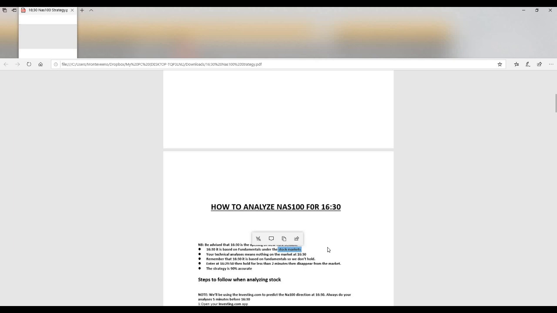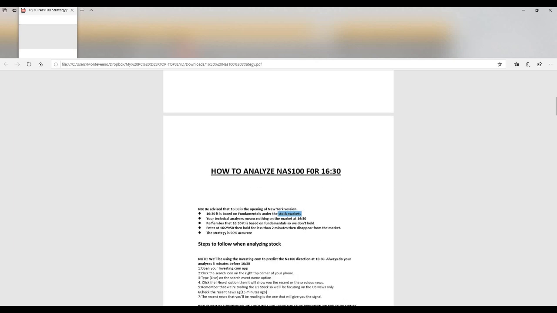Nasdaq 100 is the top 100 companies in the United States. Your Google, Facebook, Tesla. Your technical analysis means nothing on the market at 4:30. So he's basically telling you that you do not need technical analysis to use the strategy. That's why I have not opened my chart, so that we can focus on this PDF. Remember that 4:30 is based on fundamentals, so you don't need to hold, because these fundamentals are a result of what is going to happen for the next 15 minutes or 2 minutes.